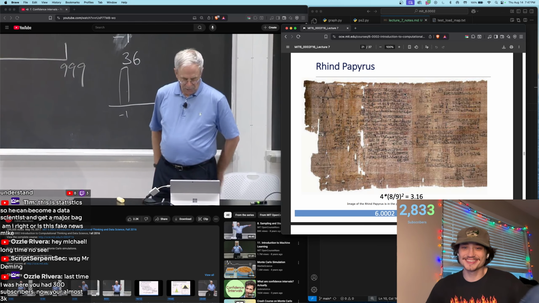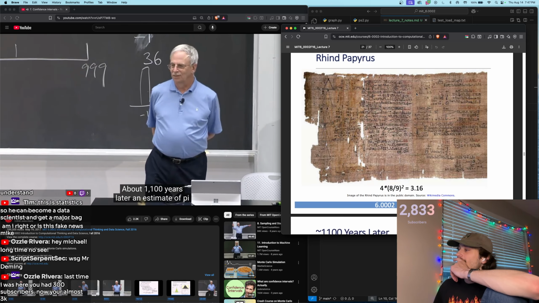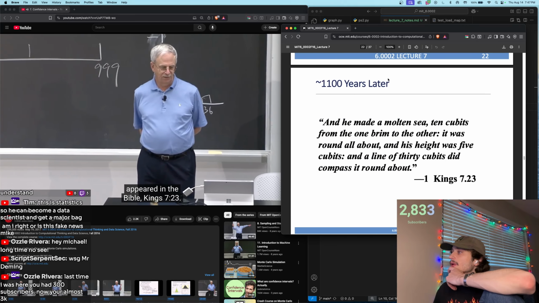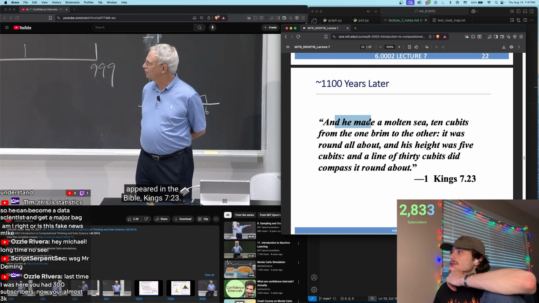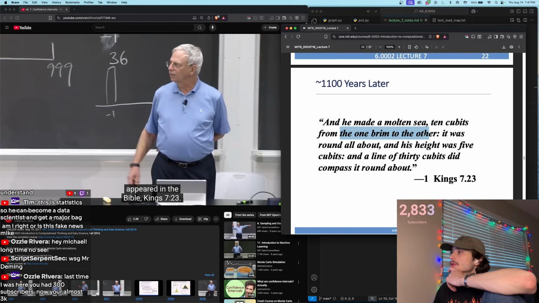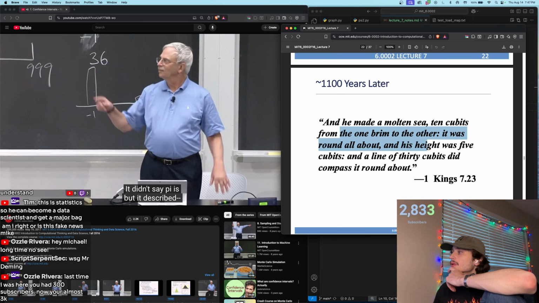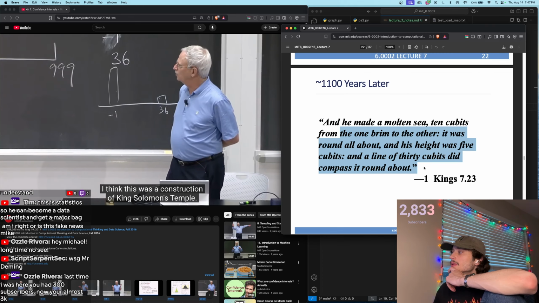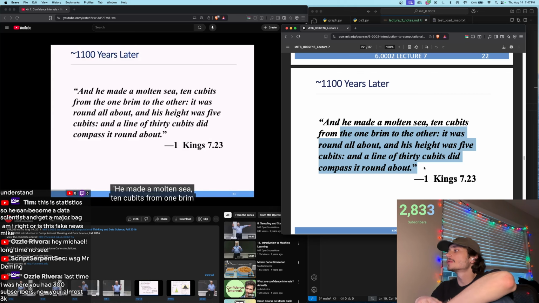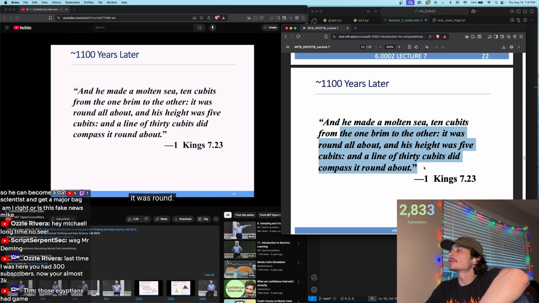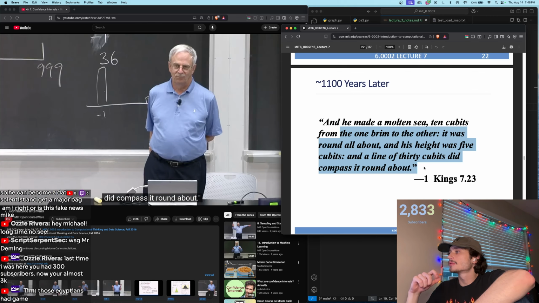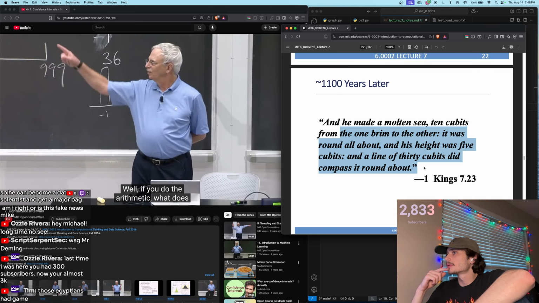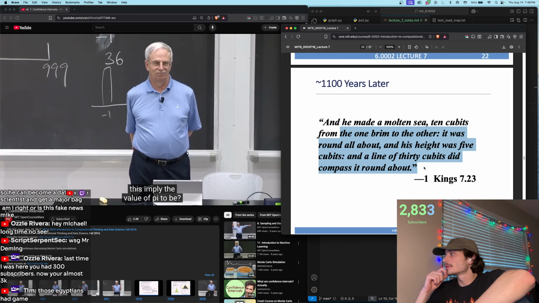About 1,100 years later, an estimate of pi appeared in the Bible, in 1 Kings 7:23. It didn't say what pi is, but it described the construction of King Solomon's temple. He made a molten sea 10 cubits from one brim to the other. It was round, i.e. it was a circle. Its height was 5 cubits, and a line of 30 cubits did compass it round about. Well, if you do the arithmetic, what does this imply the value of pi to be?